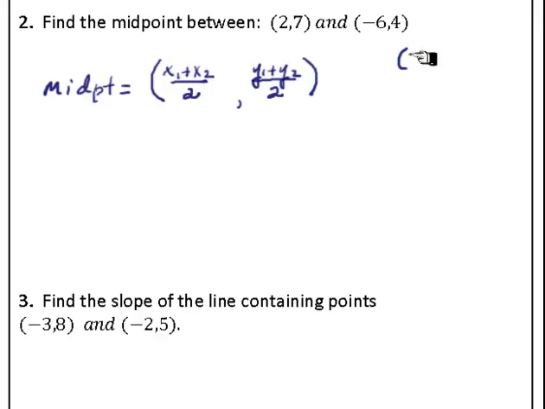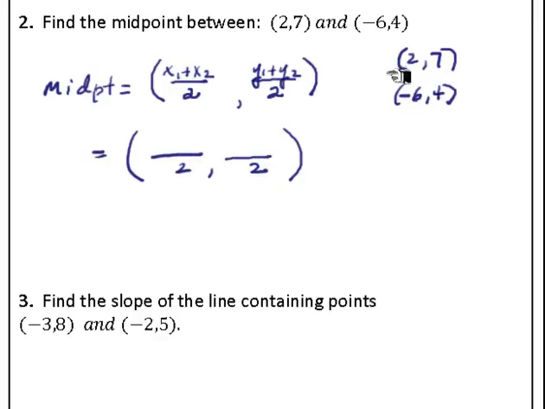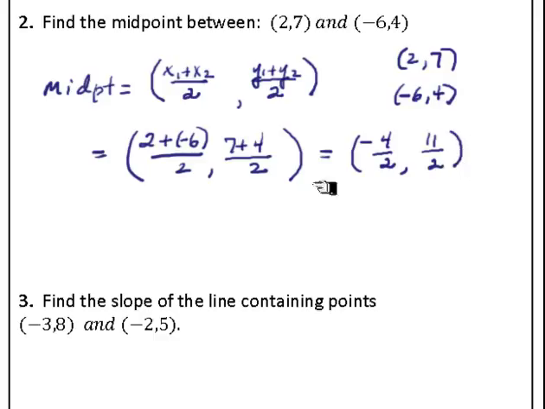Okay, again, lining up the points so we can match up x and y values. Here are the x values, 2 plus minus 6. And here are the y values, 7 plus 4. Okay, so we have minus 4 over 2, and we have 11 over 2, which is equal to (-2, 11/2). All right, so that's the midpoint.